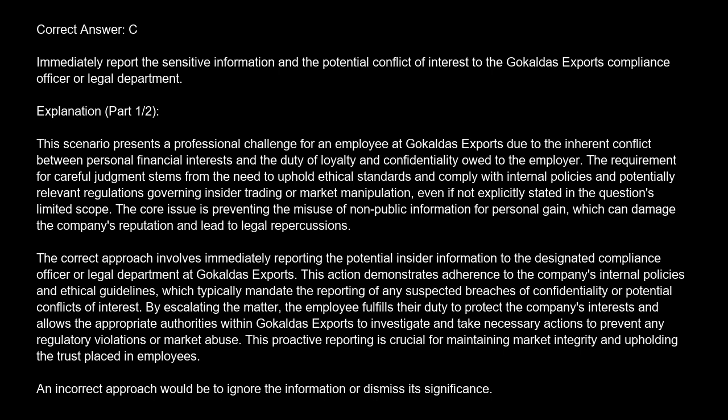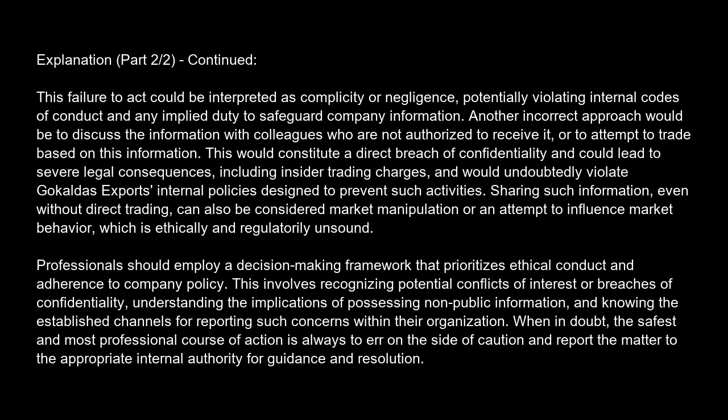An incorrect approach would be to ignore the information or dismiss its significance. This failure to act could be interpreted as complicity or negligence, potentially violating internal codes of conduct and any implied duty to safeguard company information.